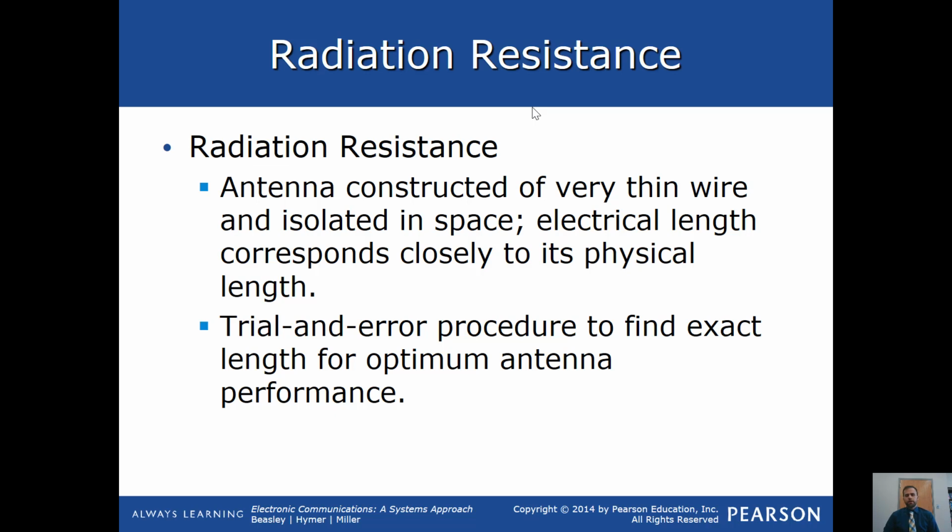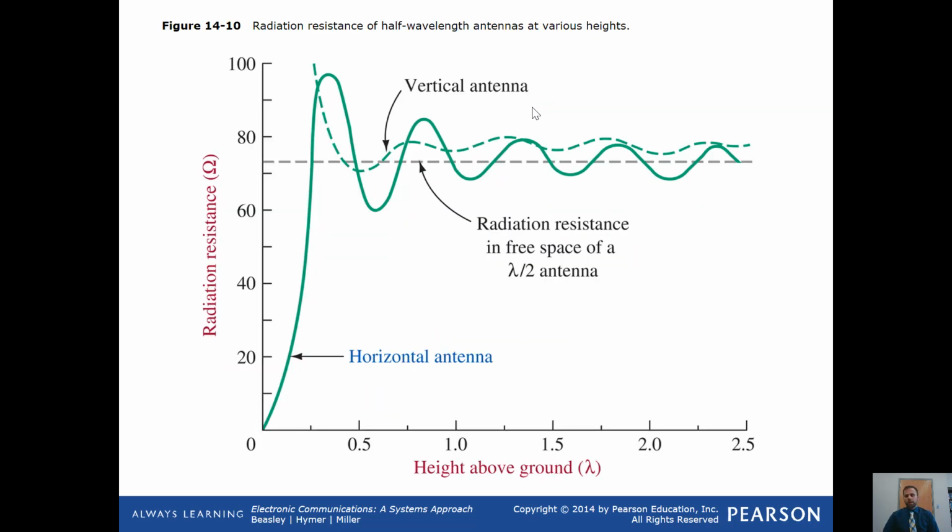And by trial and error, you can find the exact length for optimum antenna performance to give you that maximum transfer of power. Here's radiation resistance versus your height above the ground. So for a horizontal antenna, you can see the radiation resistance increases the higher you go above the ground here.